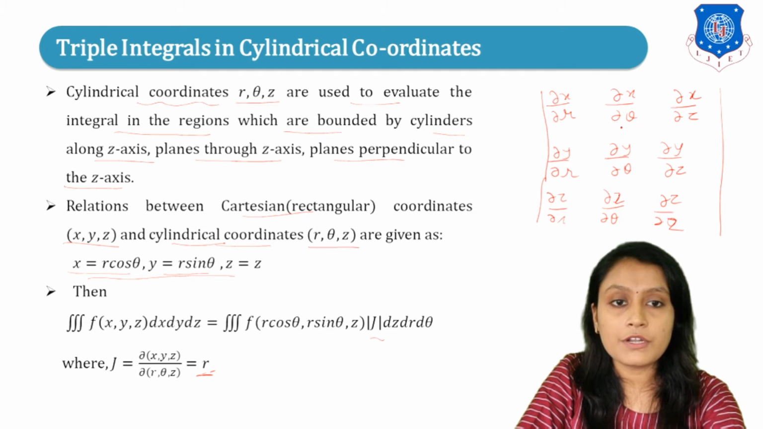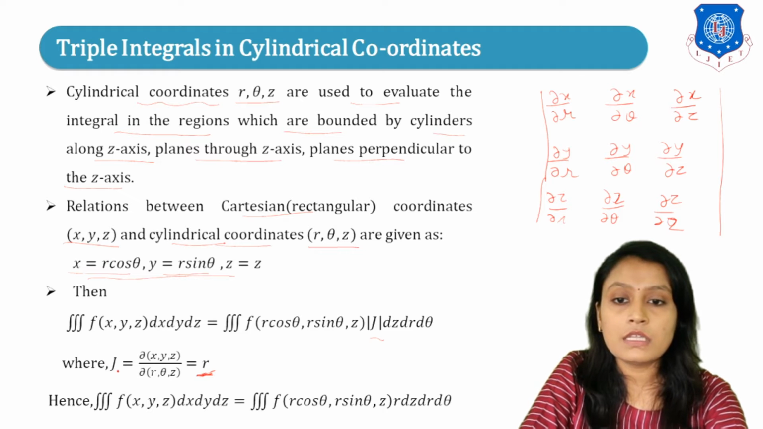Just differentiate this with respect to r, theta and z and simplify, so you will get this answer of Jacobian as r. Now this triple integration f of x y z dx dy dz is written as triple integration f of r cos theta, r sin theta, z. Now in place of Jacobian we will write r. So we have r dz dr d theta.